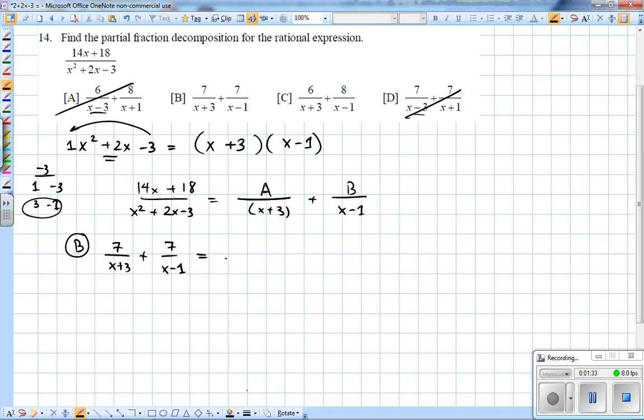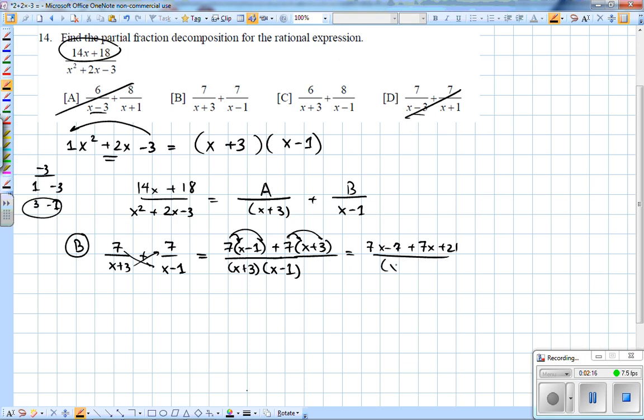I know that the common denominator is going to be the product of the denominators, x plus 3 times x minus 1. Adding fractions, one technique was to go ahead and just sort of cross multiply 7 times x minus 1 plus, since it's plus 7 times this other numerator, x plus 3. Again, this was a technique from adding simple fractions. What I want to do is the numerator equal to the given numerator, 14x plus 18. So simplify this, distribute, I get numerator is 7x minus 7 plus 7x plus 21.